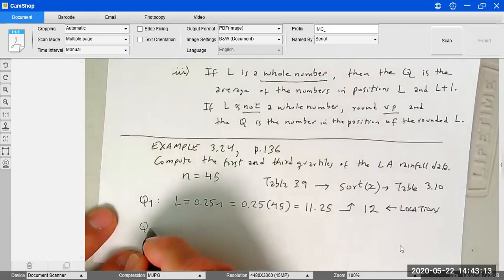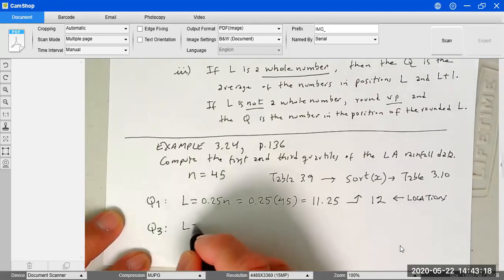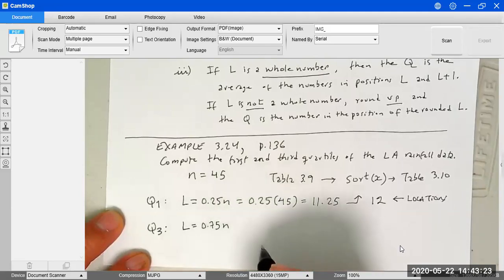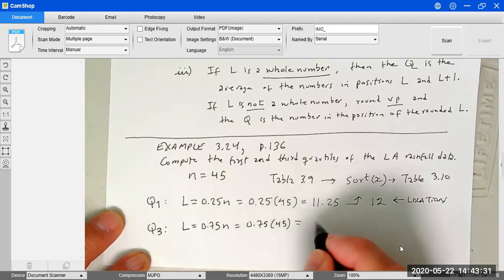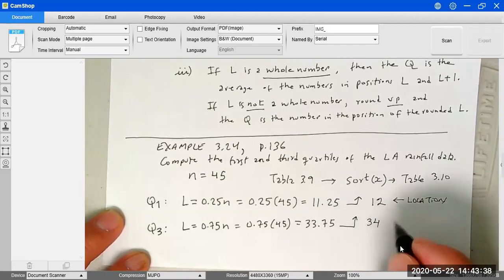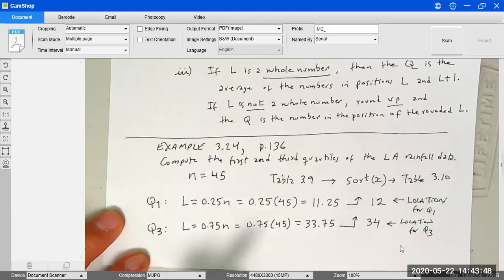So let me just finish by finding the third quartile. The location for the third quartile is found by multiplying the number of values by 0.75. If you do these computations, we get 33.75, and then we round up, so we get 34. So this is the location for the third quartile, and the other is for the first quartile.